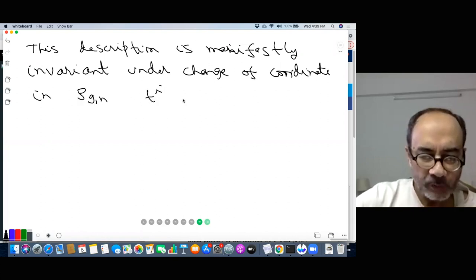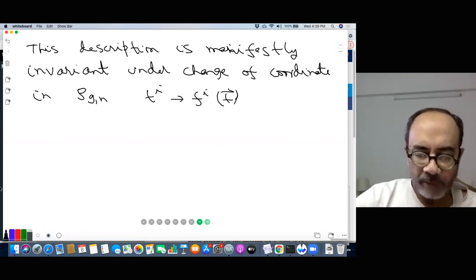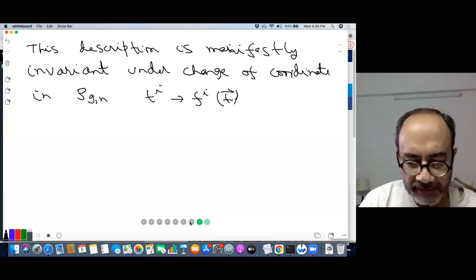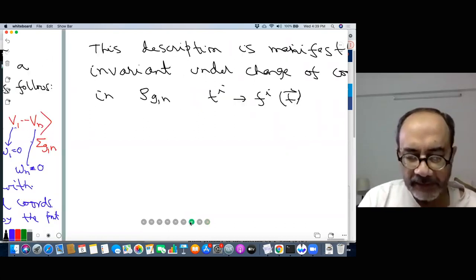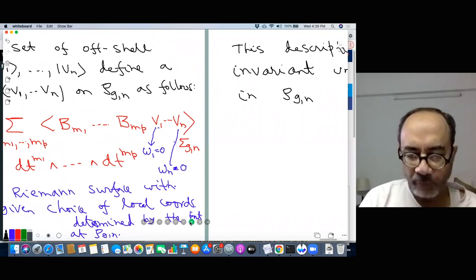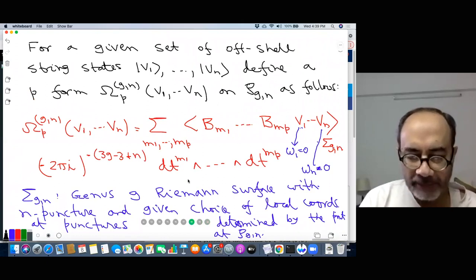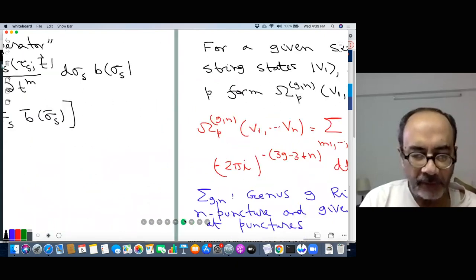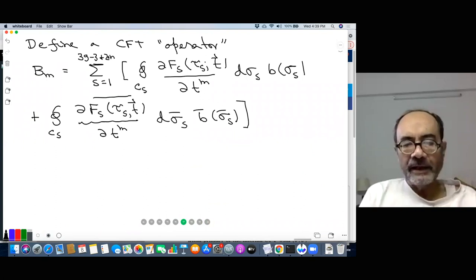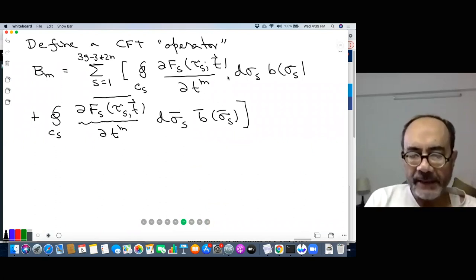Namely, if you take t_i to some function of t, the form remains manifestly invariant, and you can see this easily, because when you change t to some function of t, these of course change, by f prime of t dt. But if you look at the definition of B, the definition of B has this del/del t. So the combination that appears here is really the del F_S/del t_M times dt_M, and that is independent of any parameterization of t. Manifestly, del F_S/del t_M times dt_M is invariant under the parameterization of t.